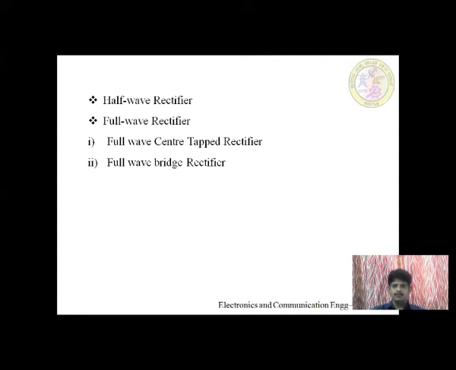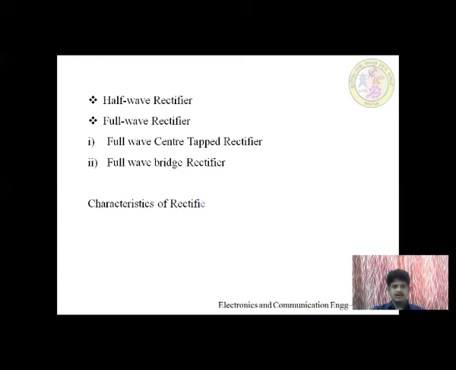The output will be full wave. Next is the full wave bridge rectifier. In this, it uses four diodes connected in such a way that two diodes conduct for the positive half cycle of the input signal and the other two diodes conduct for the negative half cycle of the input signal. So the output will be present for both half cycles of the input signal.